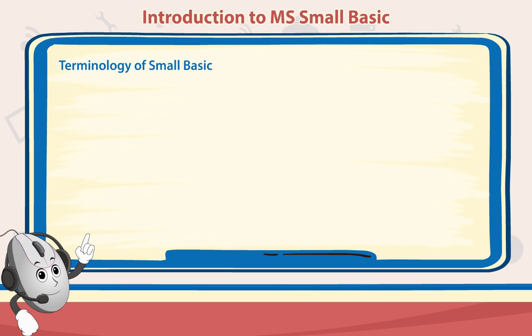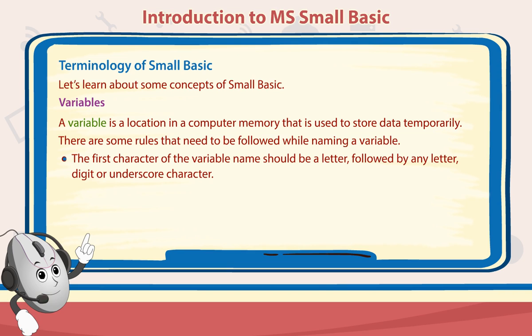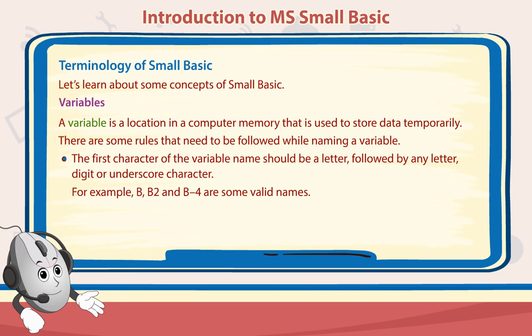Terminology of Small Basic. Let's learn about some concepts of Small Basic. Variables. A variable is a location in computer memory that is used to store data temporarily. There are some rules that need to be followed while naming a variable. The first character of the variable name should be a letter followed by any letter, digit, or underscore character. For example, B, B2 and B_4 are some valid names.